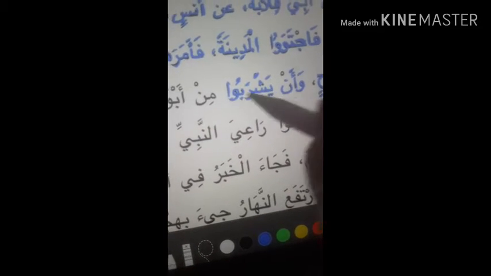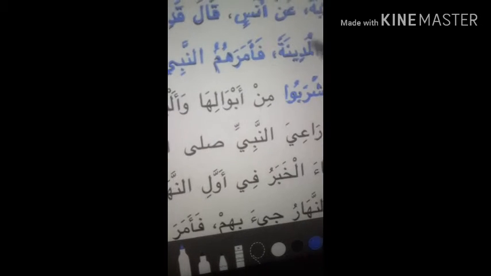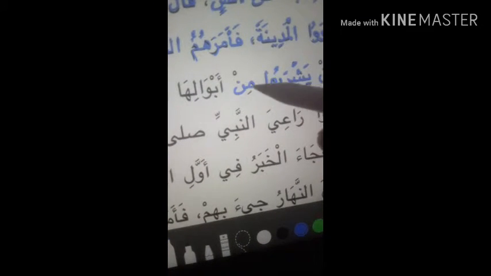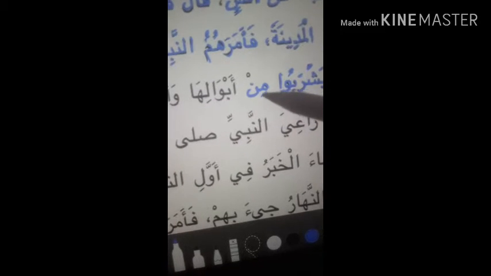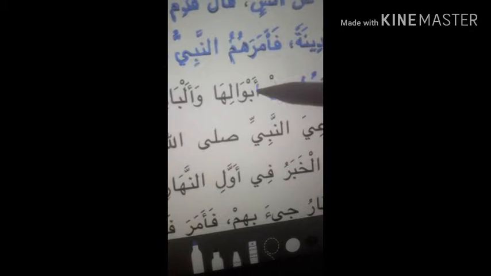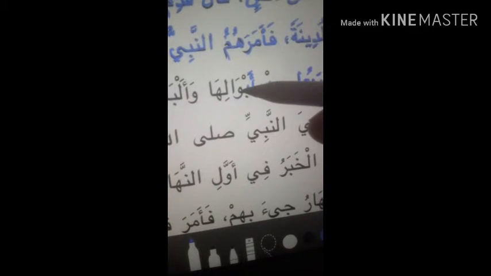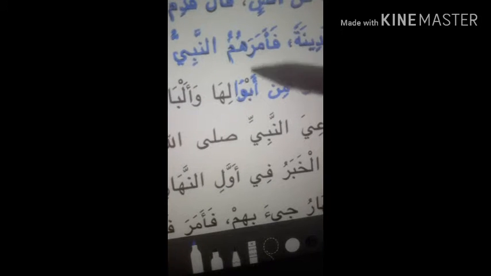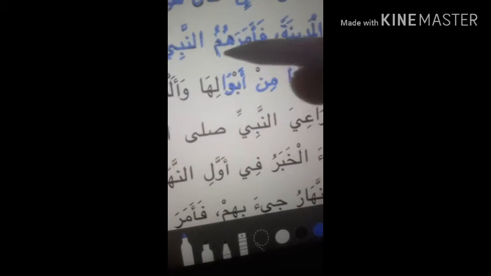Shurb has to do with drink or beverages. So wa an yashrabu, and to drink, min abwaliha. Okay, abwaliha is from her bowels, in other words, from her urine, which is pretty gross. All right. M, and what looks like an underscore here is an E, so min, of. Okay. A, Hamza, B. It's the plural of bowl, so bowl is bowel, it's the same word, but the plural of bowel is abwal, so abwal is bowels, in other words, drink from its bowels, drink from its urine, that's what it means.